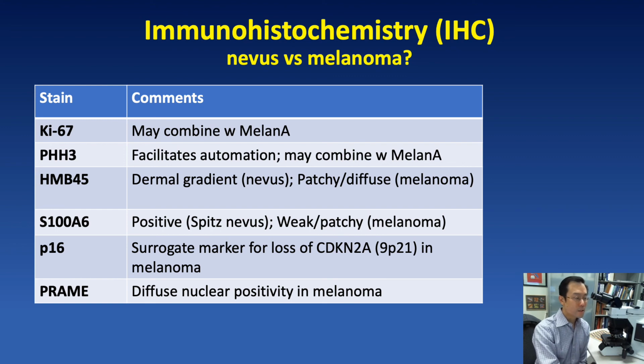Other stains include HMB45 and S100A6 specifically, as summarized here, but I find that the only two stains that I've been using with any regularity lately are p16, which is the immunostain as a surrogate marker for one of the FISH probes, 9p21, that is the locus of CDKN2A, and also PRAME, which to me is the most exciting, but it's also definitely kind of the new kid on the block, as I always say. And one here is looking for diffuse nuclear positivity in the lesional melanocytes in melanoma, whereas nevi are typically negative.